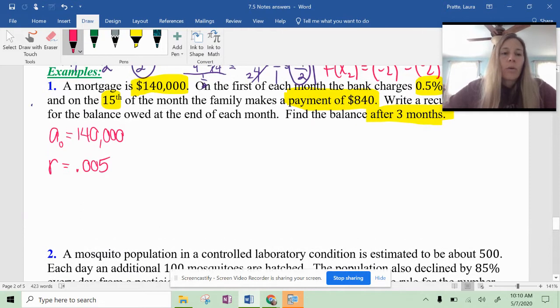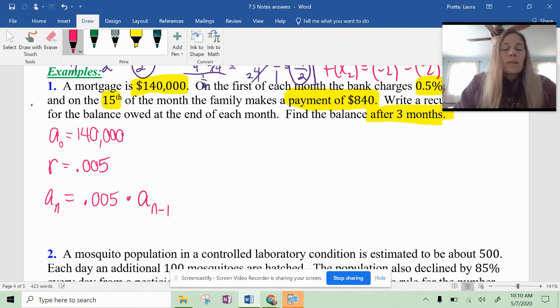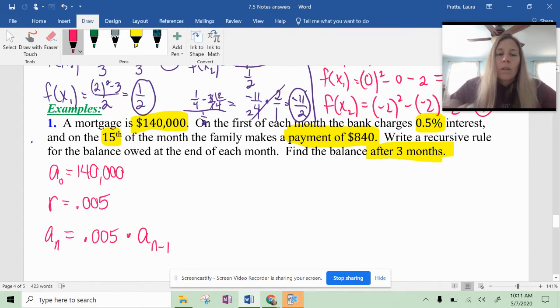Okay, so we are going to start out with A sub n equals the R value, which is 0.005, right, times A sub n minus 1. Now, this is sort of just a work in progress. We're going to be basing it off of that. It's not that simple because this number is not going to be increasing, right? It's going to be decreasing.